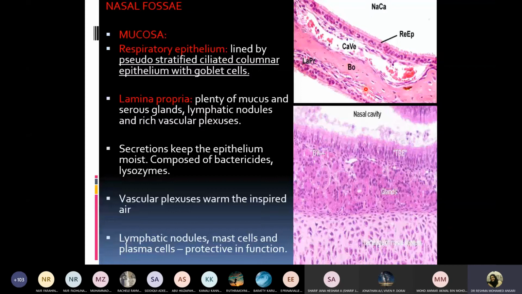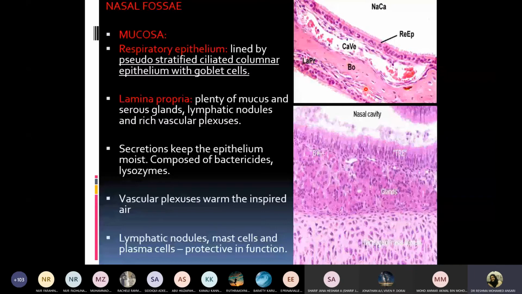These secretions from the glands will keep the epithelium moist. You can see it is made up of a lot of bactericides and lysozymes. So once the bacteria enters, the first level of defense starts in your nose itself. The vascular plexuses are used to warm the inspired air. That's why in Kiesselbach's area you have a lot of vascular plexuses to warm the inspired air.